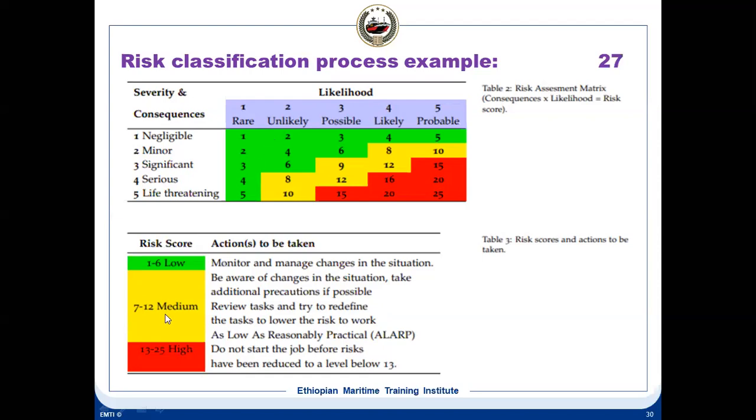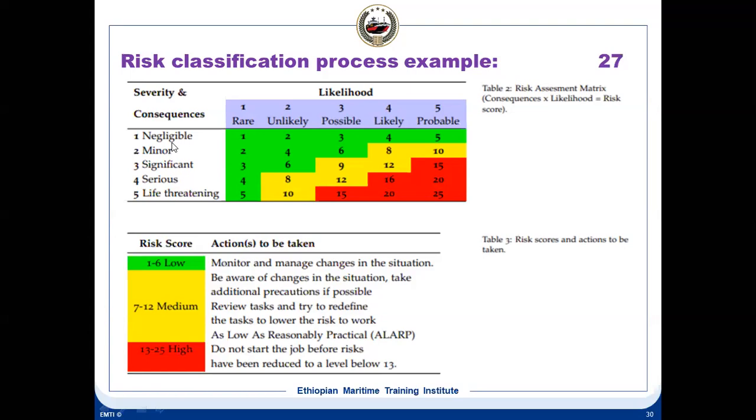Okay. So you make a risk assessment matrix, then you write the consequence, whether it is negligible or minor or significant or serious or life-threatening. Then likelihood means occurrence. How often does it happen? Rarely, unlikely, possible, likely, probable. So this is the occurrence, and this is the severity. Now, when you multiply this and this, you get one score.